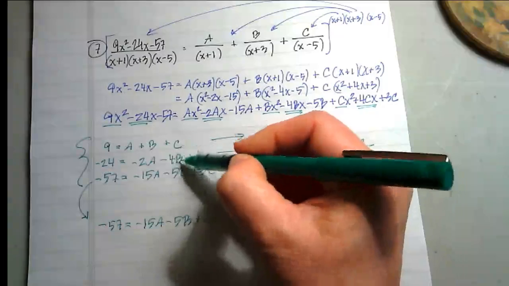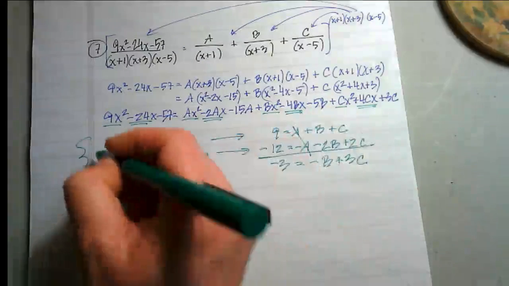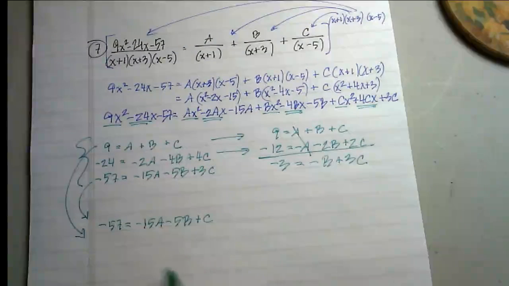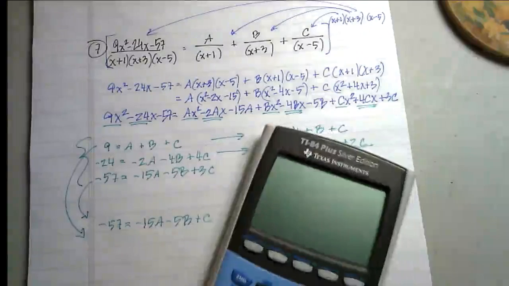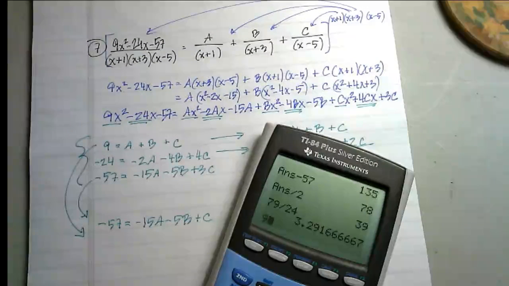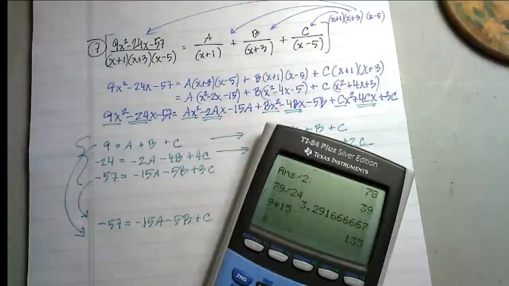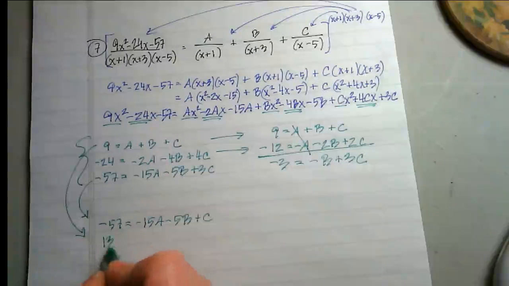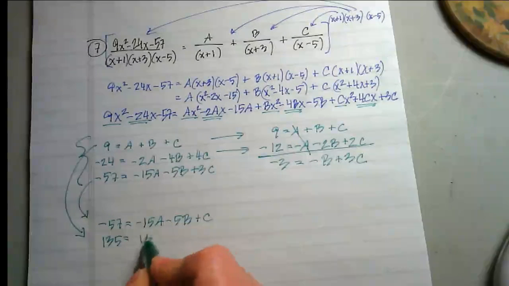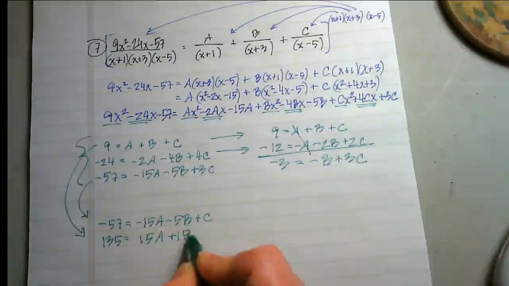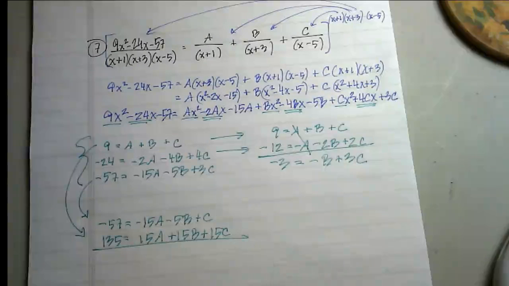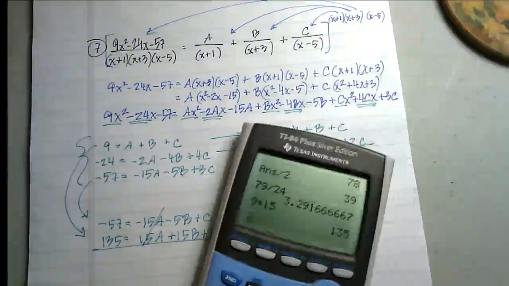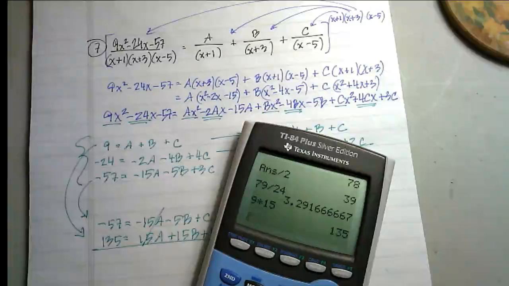And I have my choice. Which equation would I want to use? To me, it looks like it's easiest to take the top equation, and since I have to eliminate the a, I'm going to multiply by 15. 9 times 15 is 135. And when I add my equations together, I've eliminated the a.